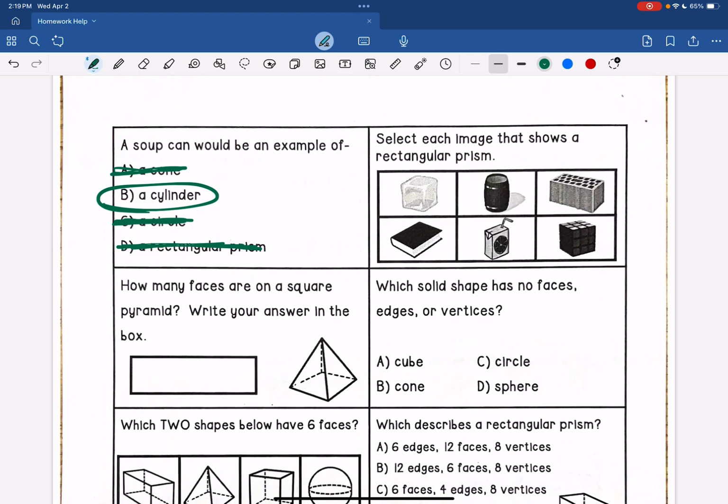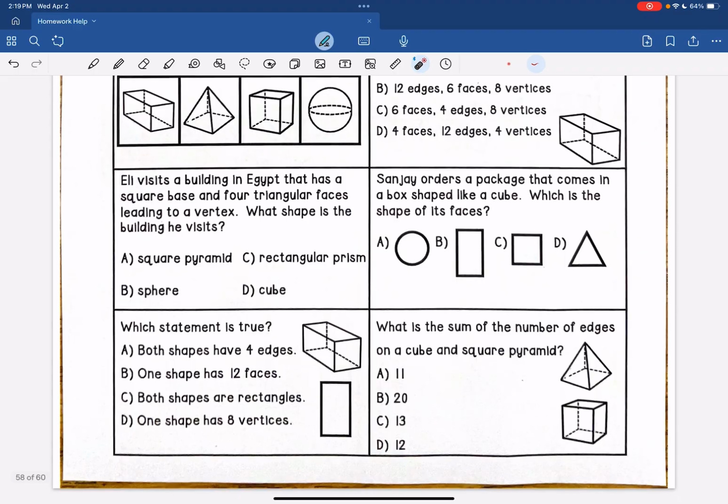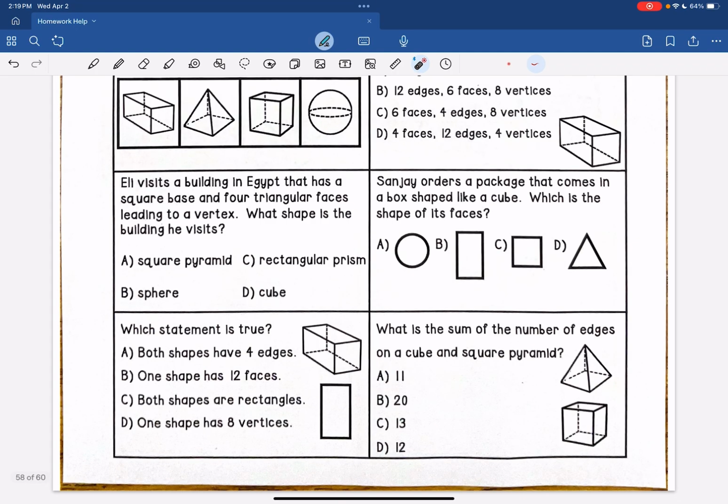Okay. So then as you go through, it's going to ask you some questions about different shapes. Which shape would have no faces, edges, or vertices? Which two shapes below have 6 faces? So you would have to count all the different faces. How many faces are on this square pyramid? So all of these questions, I really think that if you followed along in the earlier videos, you'll have no trouble reading through these clues and identifying what shape is being asked about.